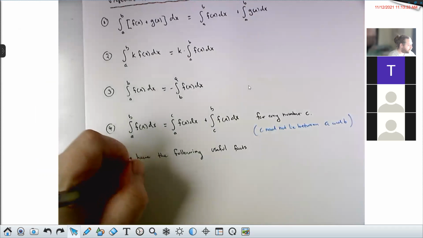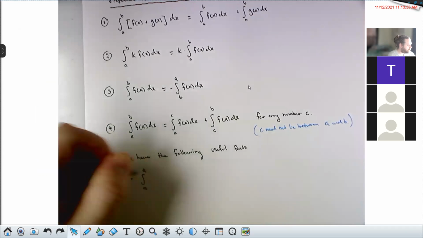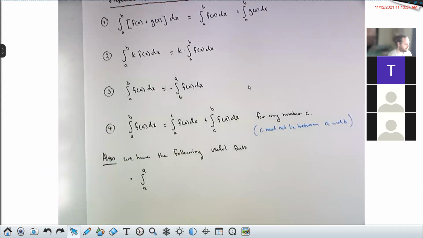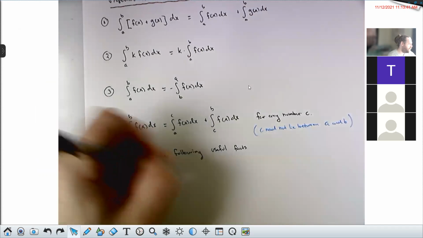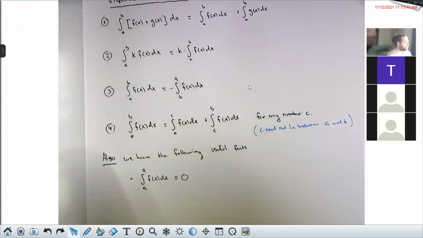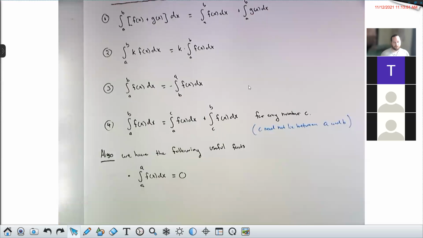So one of those useful facts is that if you integrate a function from A to A, the integral from A to A of f of x dx, this is always going to be 0. Because there's no width, right? Think of the integral as an area. It's the area under f from A to B, or here, from the lower limit to the upper limit. If you're not giving me any width, then you can't have any area.